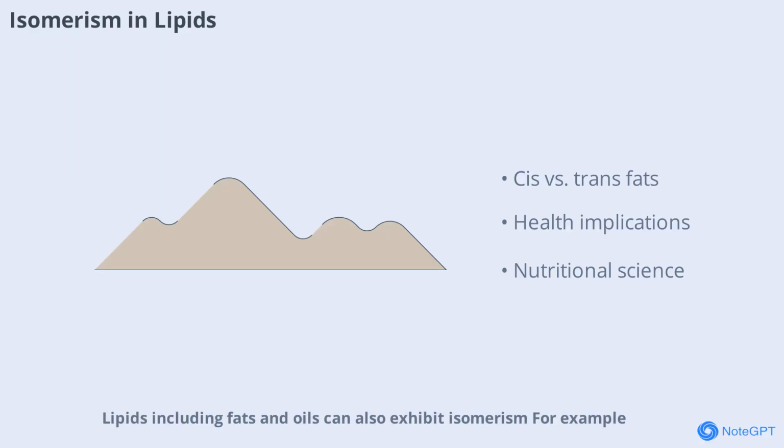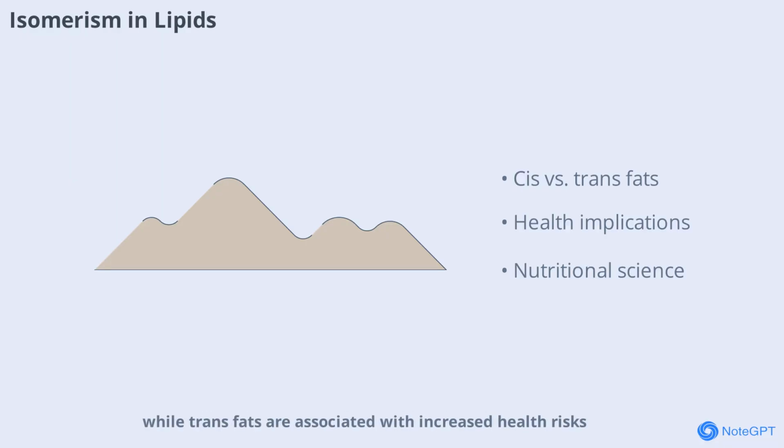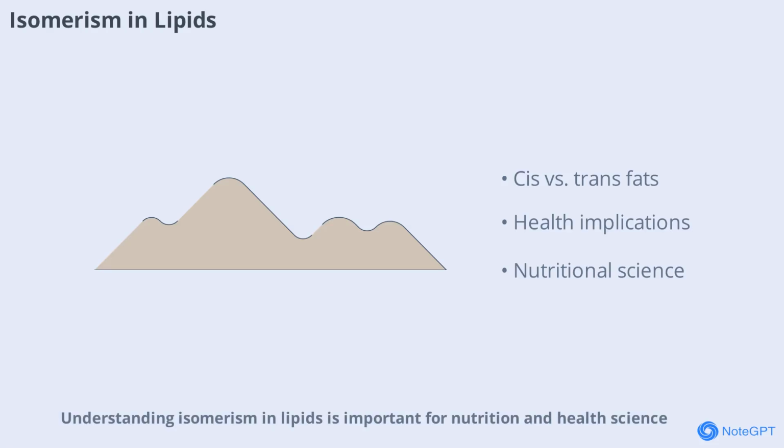Lipids, including fats and oils, can also exhibit isomerism. For example, cis and trans isomers of fatty acids have different effects on health. Cis fats are generally considered healthier, while trans fats are associated with increased health risks. The arrangement of hydrogen atoms around double bonds in fatty acids determines their physical properties and impact on the body. Understanding isomerism in lipids is important for nutrition and health science.